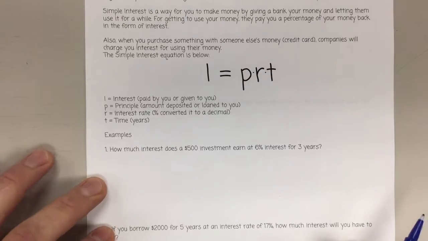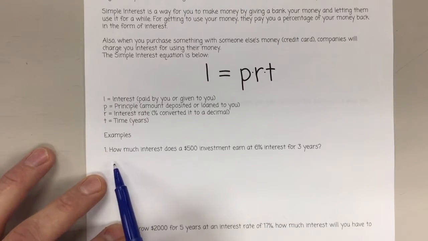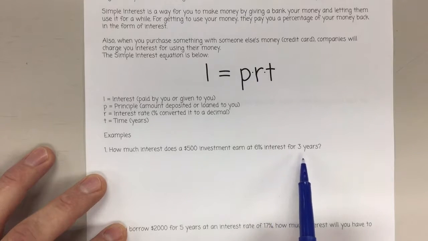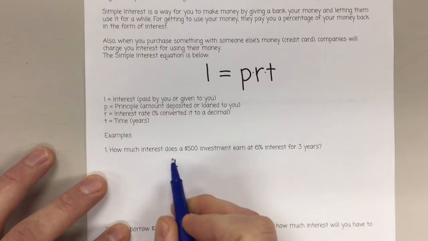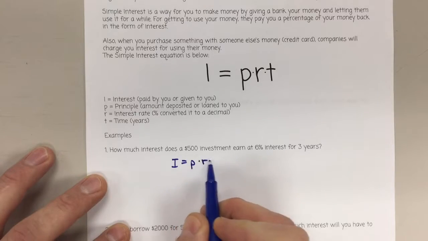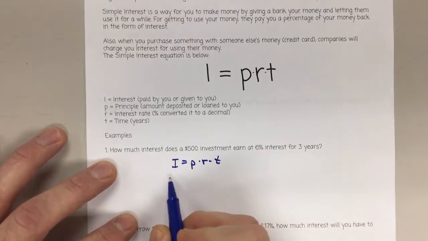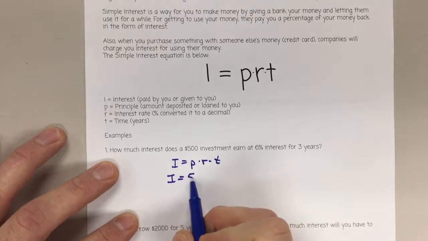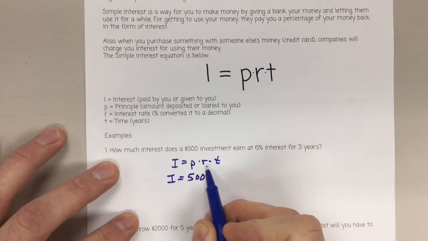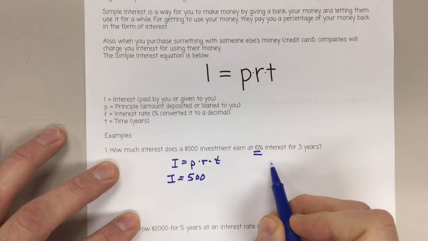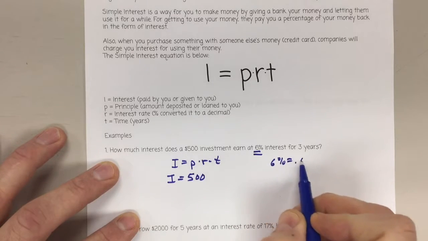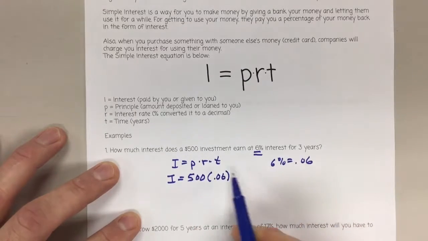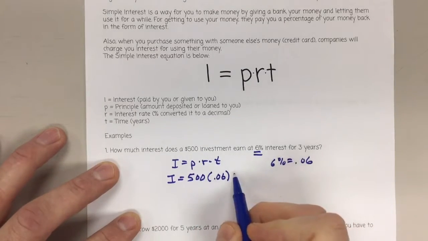Let's do a couple examples. Number one, how much interest does a $500 investment earn at 6% interest for 3 years? So we start with our equation, I equals P times R times T. We're looking for the interest. The P is the principal, that's the initial investment. The R is the interest rate, but I need to turn 6% into 0.06 to put into the equation. And then T stands for the time, which is in years, which is 3.